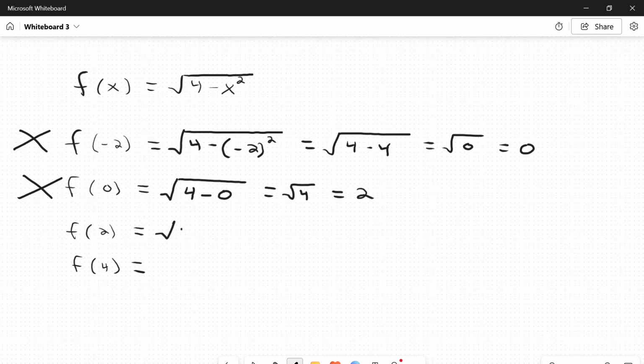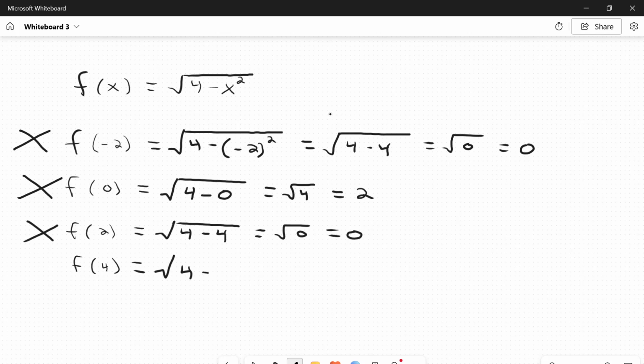If we plug in a 2, that would be 4 minus x squared. If you plug in a 2, 2 squared would be 4. We get the square root of 0, which is 0. That is a real number, so that's not the answer choice we're looking for. It looks like there's only one option left, but I'm still going to show my work for it.